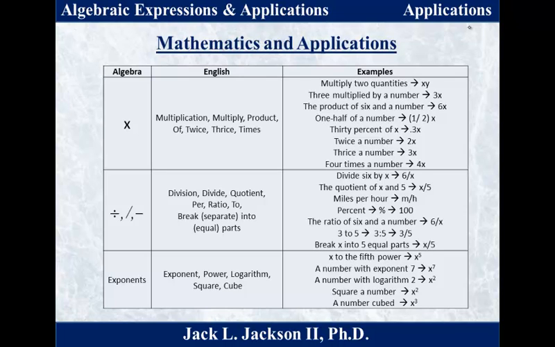Exponents, we have words there, actually 3 words that are going to mean the same thing: exponent, power, and logarithm. Word logarithm might be new to you, but it really means the same thing as an exponent or a power. Squaring and cubing are specific powers, 2 and 3 respectively. So if we say x to the 5th power, that's written as x superscript 5. We read that x to the 5th power. A number with exponent 7, that would be x to the 7th power. A number with logarithm 2, x to the 2nd power. Square a number, x to the 2nd power. A number cubed, x to the 3rd power.